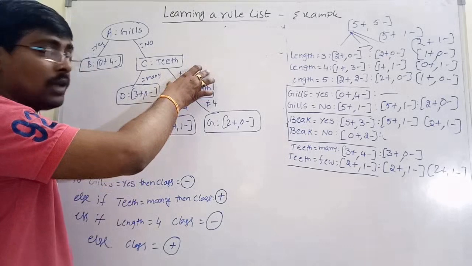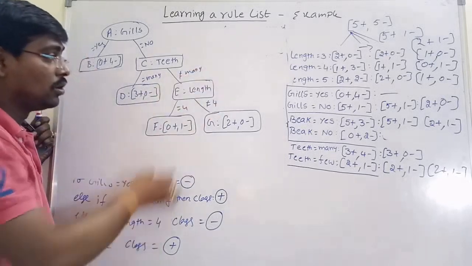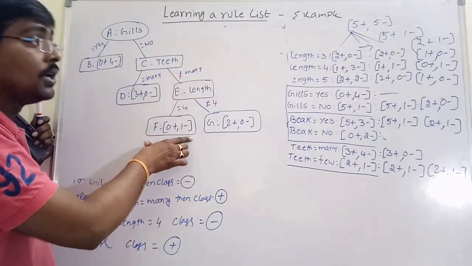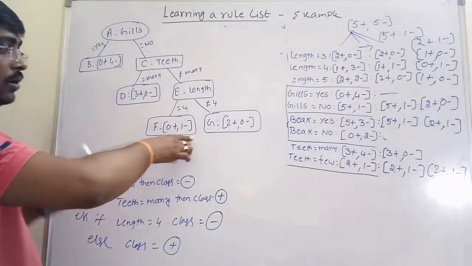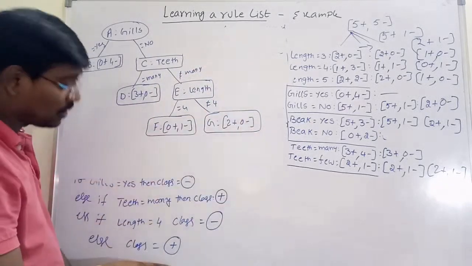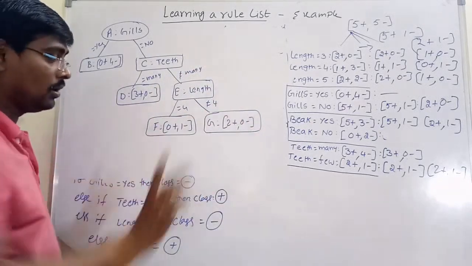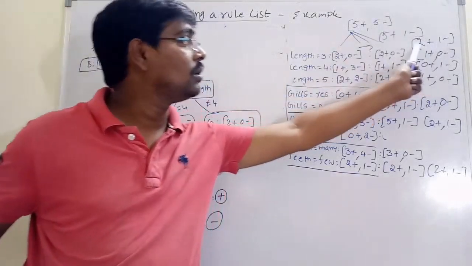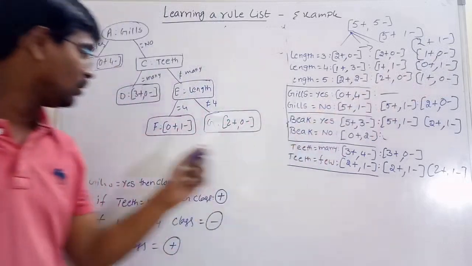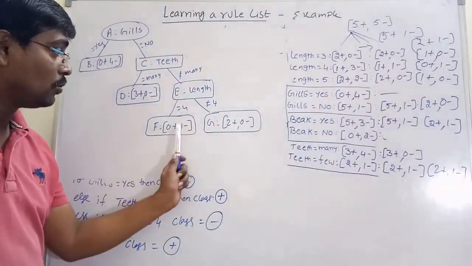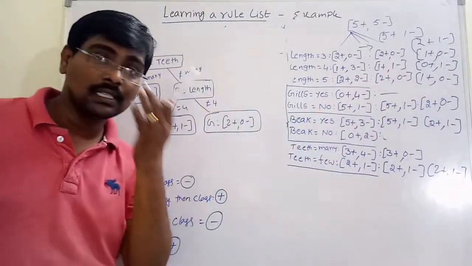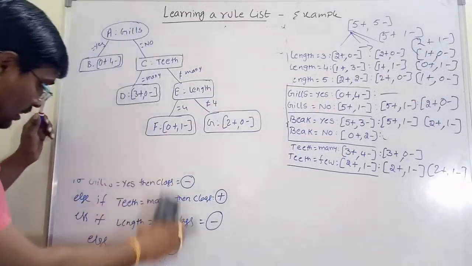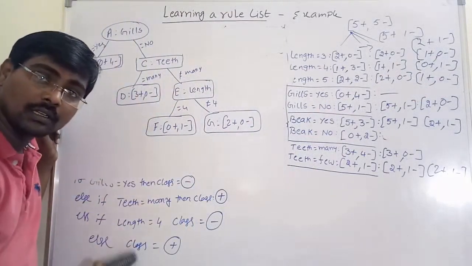Again, we are moving to the third case, length is equal to 4. If length is equal to 4, 0 positives, 1 negative. And length not equal to 4, the last case remaining, the 2 are positives. That is finally we have 2 positives and 1 negative. See this one, 0 plus 2, 2 positives and 1 negative. This is the final tree. And this is the rule list.